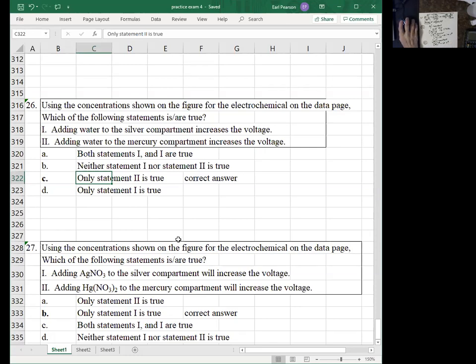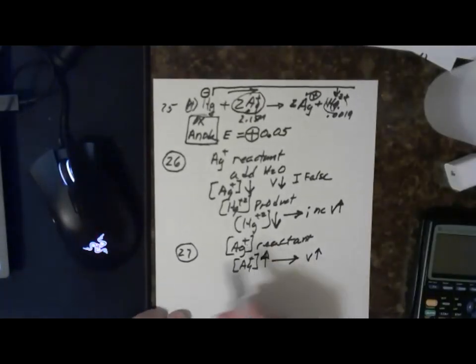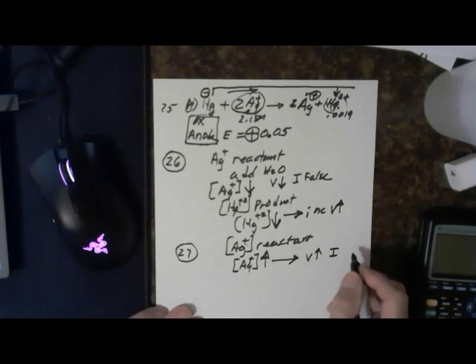Okay, so I'll get back over my pad so you can kind of watch it as I'm doing this. All right, now the second statement. Statement number 1 said adding silver nitrate increases the voltage. It's true.